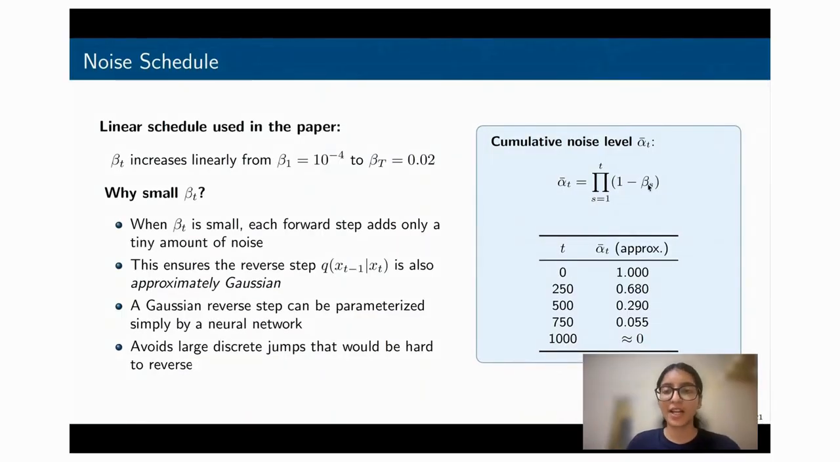Let us look at some real values of alpha bar t so that we have a better understanding. We can see that by step 500, only 29% of the signal survives, and by the time we reach step 1000, it is essentially 0. Now, we said that beta t is the noise schedule, and the paper uses a linear schedule, increasing it from 10 to the power minus 4 to 0.02. A small value of beta t is necessary so that in each forward step, only a tiny amount of noise is added. This ensures that the reverse step is approximately a Gaussian.